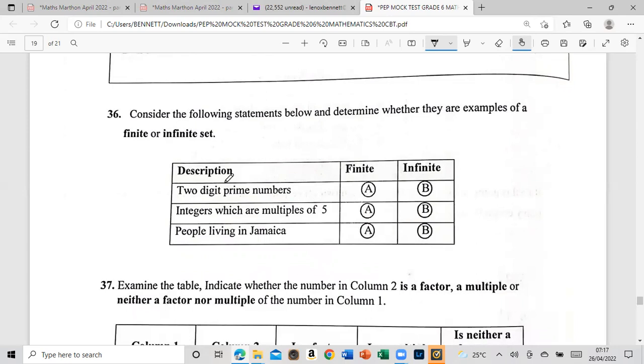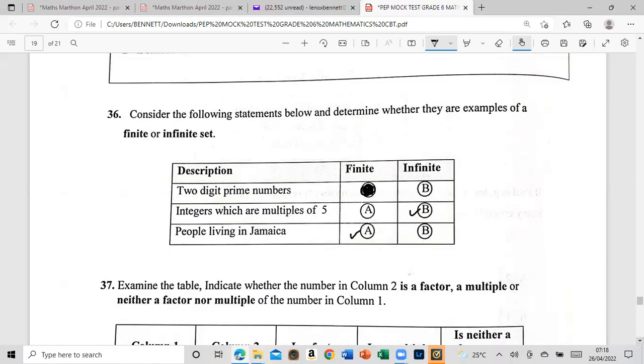So, a 2-digit prime number, is it finite or infinite? That would be finite. Why finite? Because there's a limit, you can count the number of them. It's 2-digit, so it can't pass 100, right? All right, integers which are multiples of 5: 5, 10, then you continue to infinity. People living in Jamaica: a lot of people live in Jamaica, but it's countable. There's a limit. So that's finite, right?